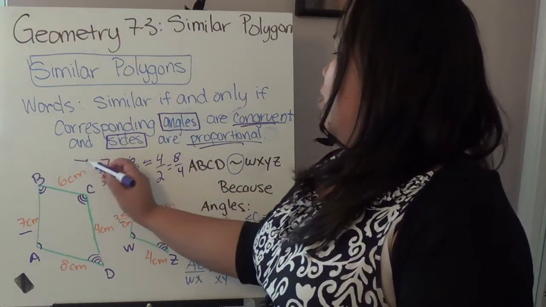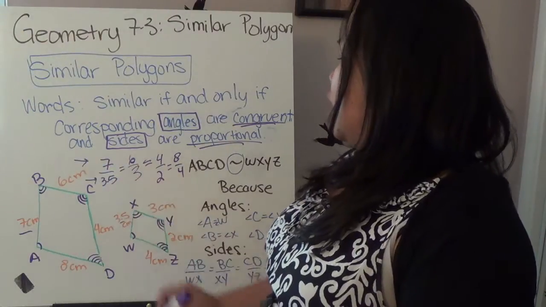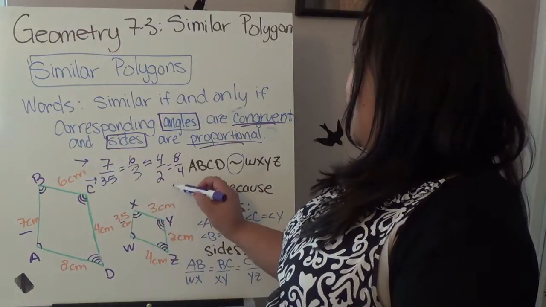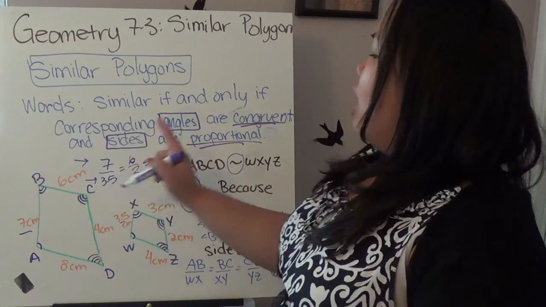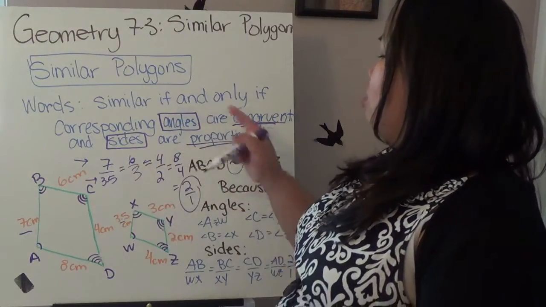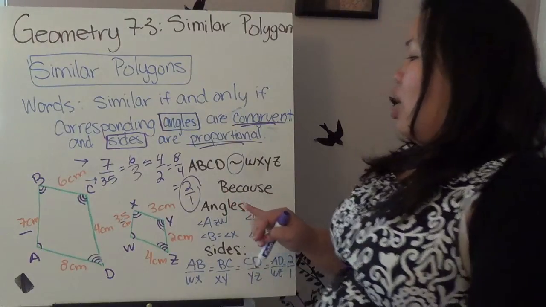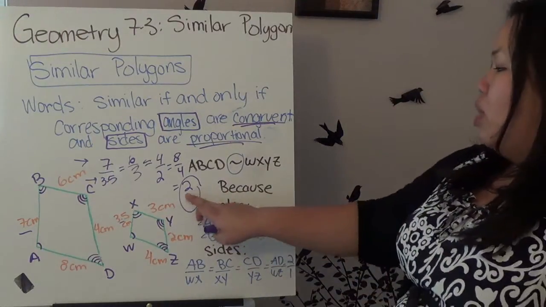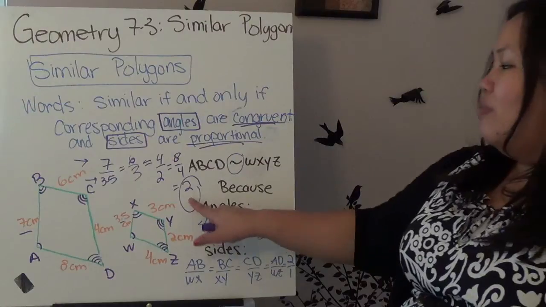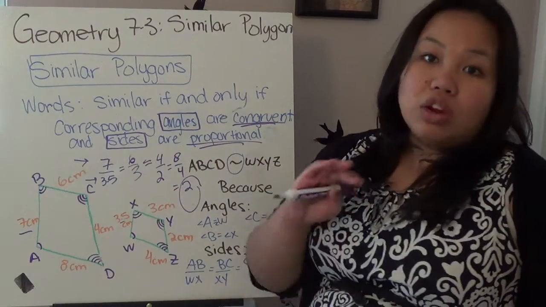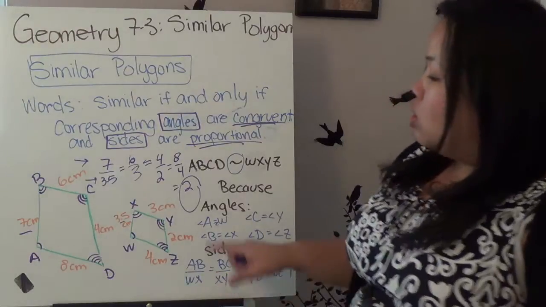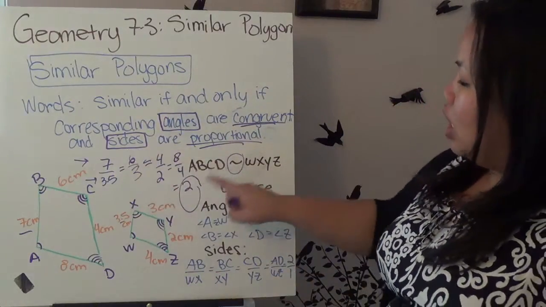So these are all from the first polygon, and these are all from the second, and if I divide each of them, I get 2 over 1, the same thing. Now, if this is not 2, this is not 2, this is not 2, or even if it's a decimal, if the proportions are not the same, then they're not similar. So in this case, if I divide all of these, I should get 2.